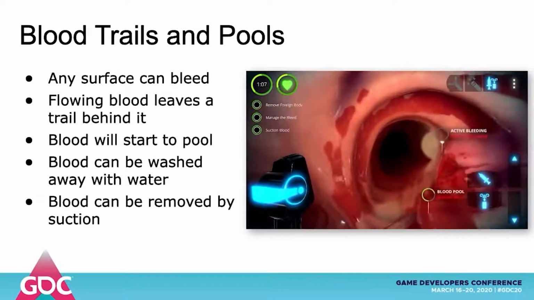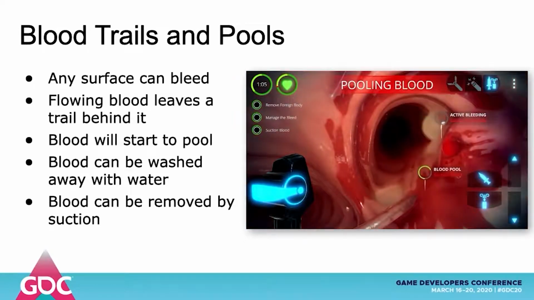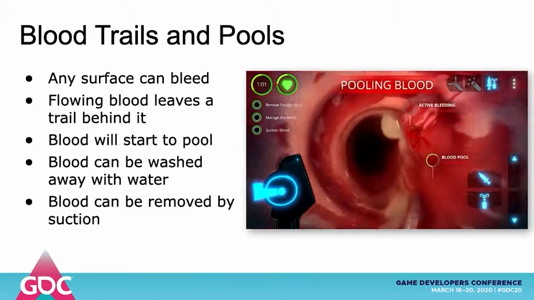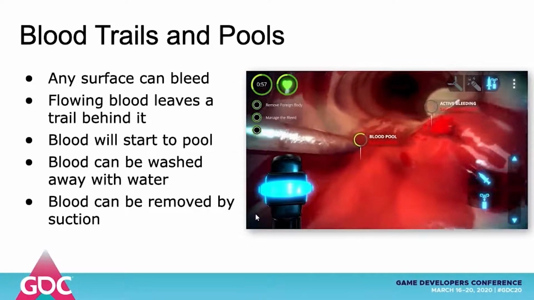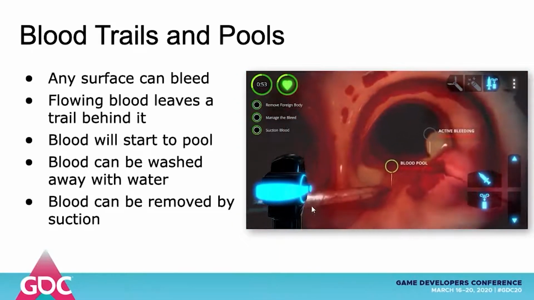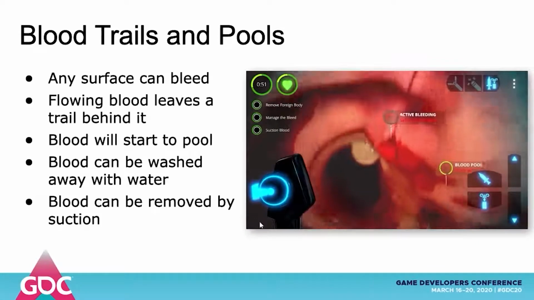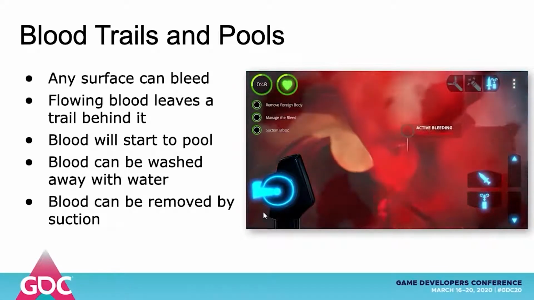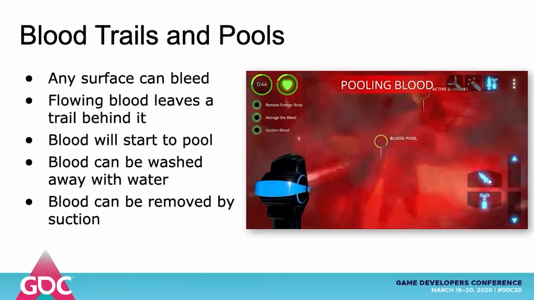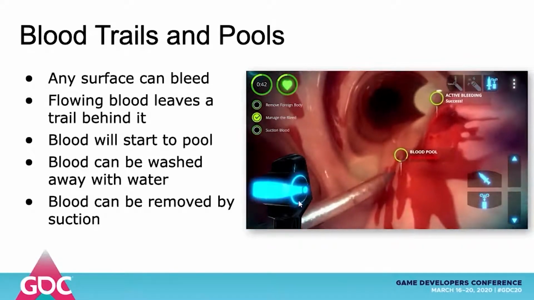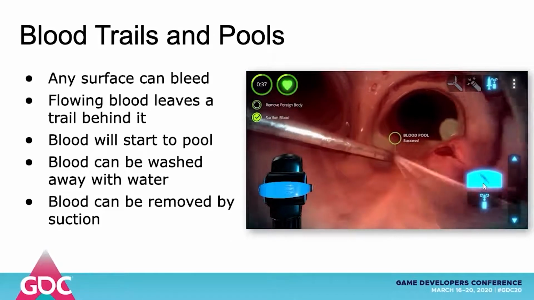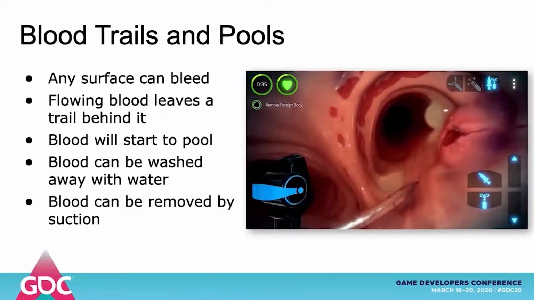Okay, so now that we've rendered into UV space, let's take a look at how we created blood trails and pools. From a design point of view, we wanted any surface in the game to be able to bleed if it got hit by a sharp object. Blood will flow out of the wound based on gravity, leaving a trail behind it. Blood will start to pool and group based on gravity. These blood pools will grow and start to damage the patient, and blood can be washed away with water or removed by suction.